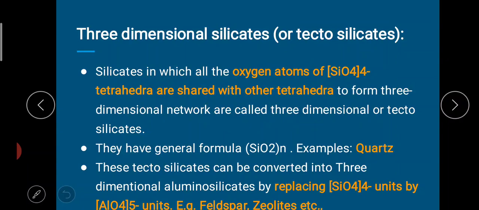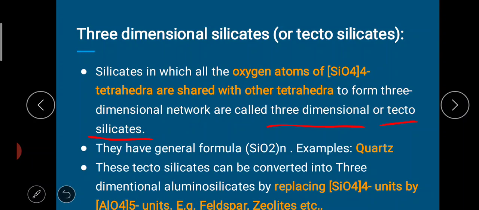Moving on to the next, the last type: three-dimensional silicates or tectosilicates. Silicates in which all the oxygen atoms of SiO4 tetrahedra are shared with other tetrahedra. I repeat again, when the oxygen atoms of one single tetrahedron are shared with another tetrahedron, they form a three-dimensional network, which we call tectosilicates or 3D silicates.